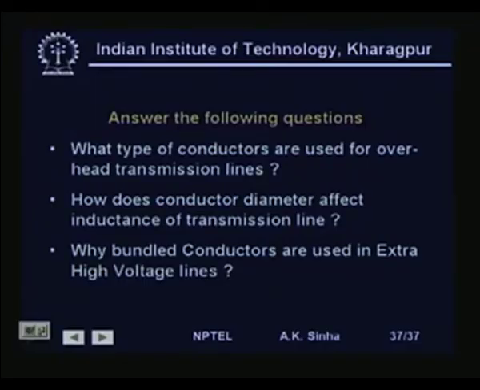I would like you to answer the following questions. First is, what type of conductors are used for overhead transmission lines? Second question is, how does conductor diameter affect inductance of a transmission line? And the third question is, why are bundle conductors used in extra high voltage lines? I hope after going through this lesson, you should be able to answer these questions.